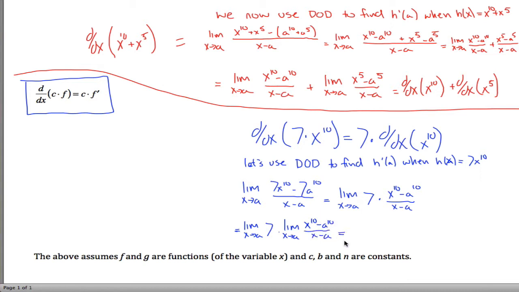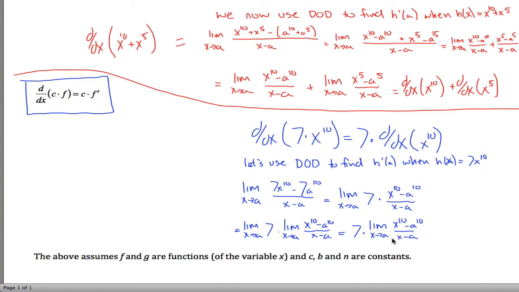And then lastly, we also learned when we were dealing with limit laws that the limit as x approaches a of 7, of a number like that, is just that number 7. There are no x's here. It's just the number 7. There's no x's that are changing. This is just 7 times the limit as x approaches a of x to the 10th minus a to the 10th over x minus a.